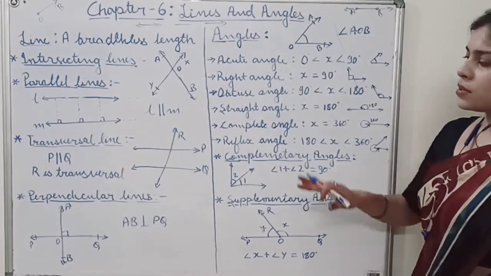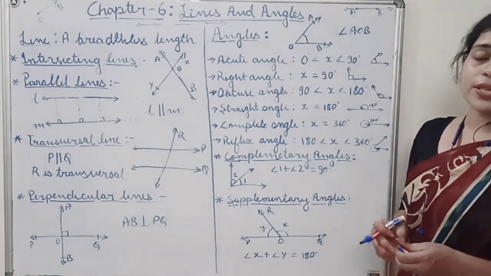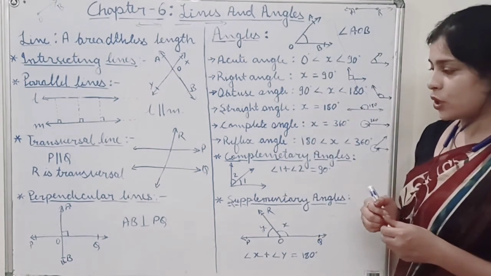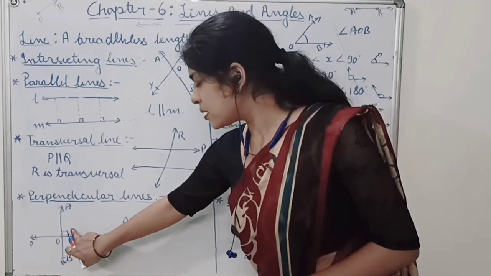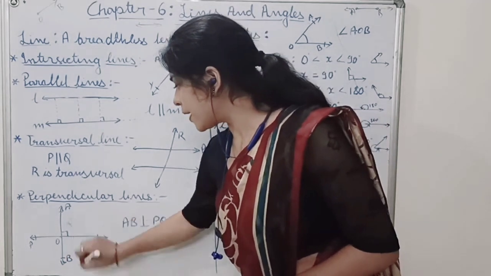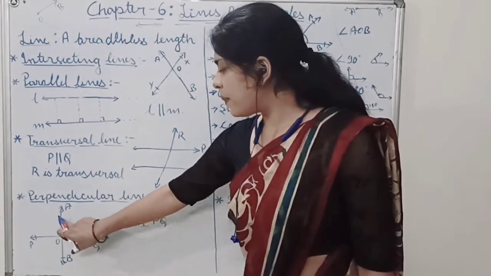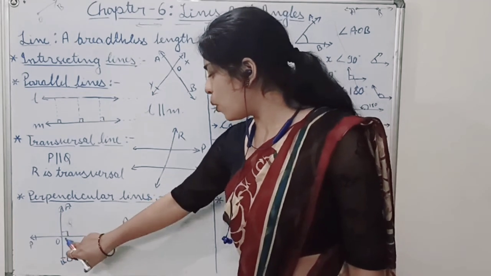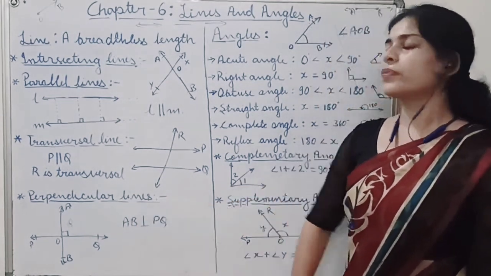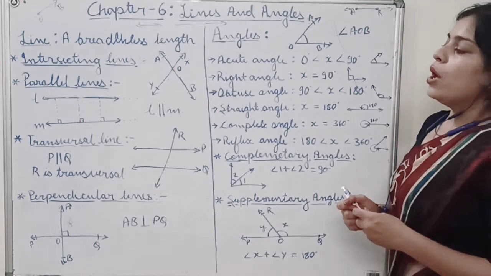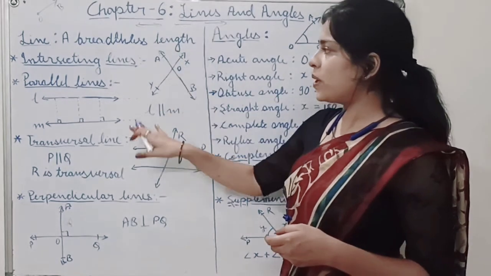Now, perpendicular lines. Perpendicular lines are a pair of lines which intersect each other at 90 degrees. Like AB and PQ are two lines intersecting each other at a right angle, 90 degrees. The point of intersection is O, meaning the angle made at this intersection point, AOQ, equals 90 degrees, and it will be denoted as AB is perpendicular to PQ.